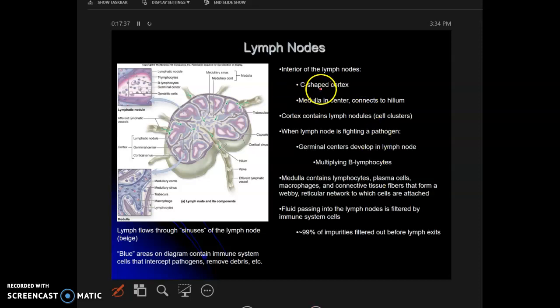So the inside, like I said, has a cortex. The outside is the cortex, the inner has the medulla. The inner medulla has these centers that contain, what do they contain? They contain lymphocytes and macrophages. And here the impurities are removed. All right.